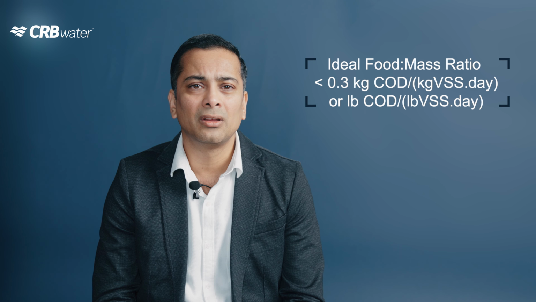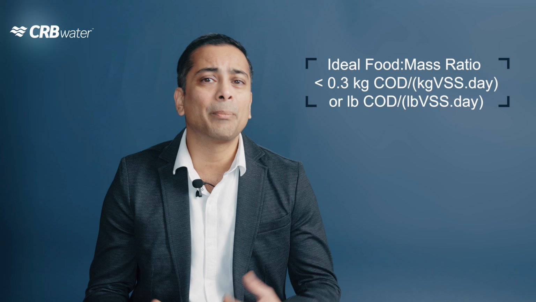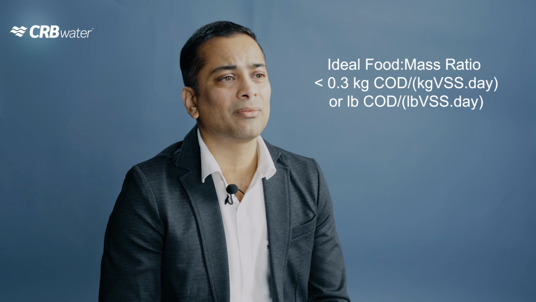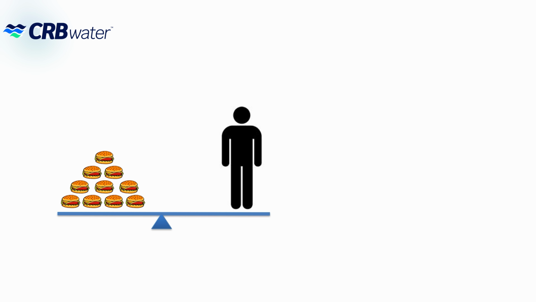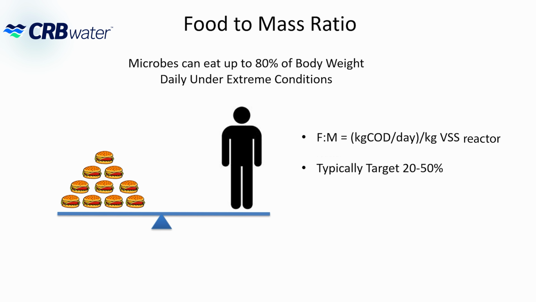For high-rate anaerobic reactors, it is critical to monitor food-to-mass ratios. A food-to-mass ratio of 0.3 pound COD per pound of microbial biomass per day is considered ideal. Some extremely high-rate systems can handle substrates up to a food-to-mass ratio of 0.45, but a majority of systems work below this food-to-mass ratio number.